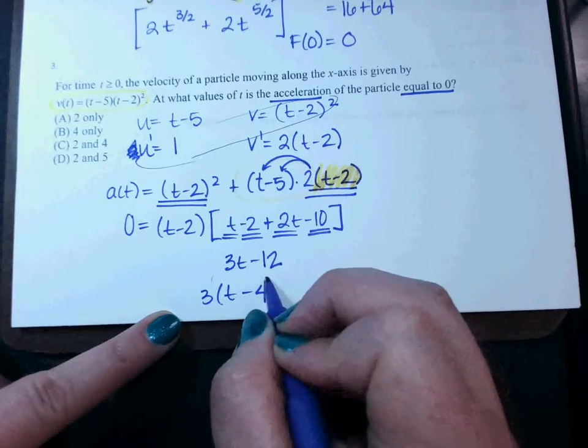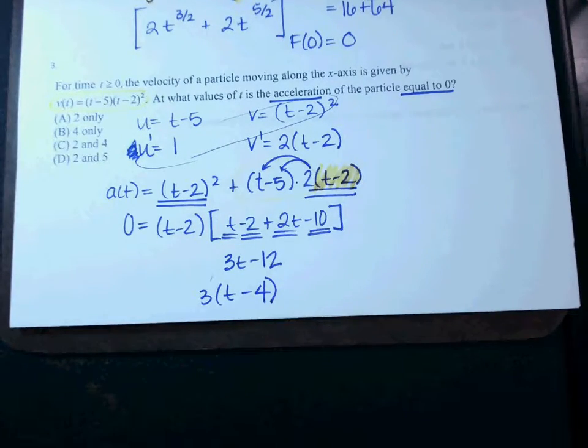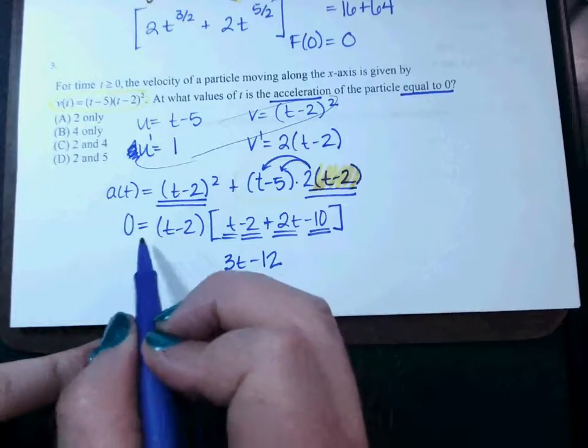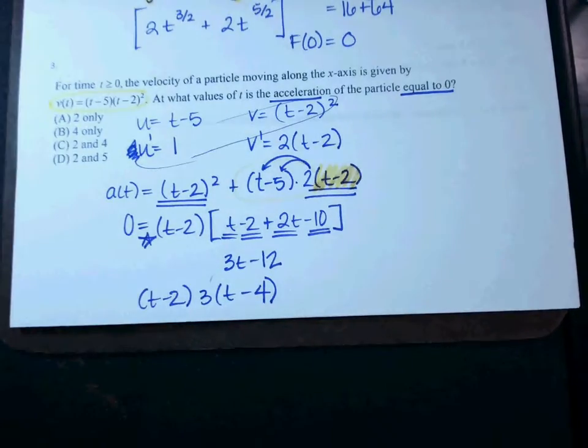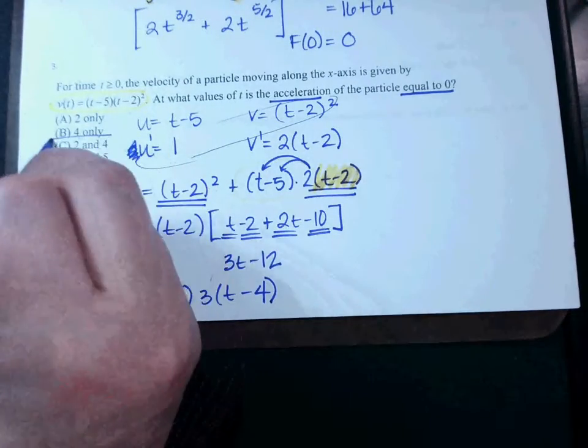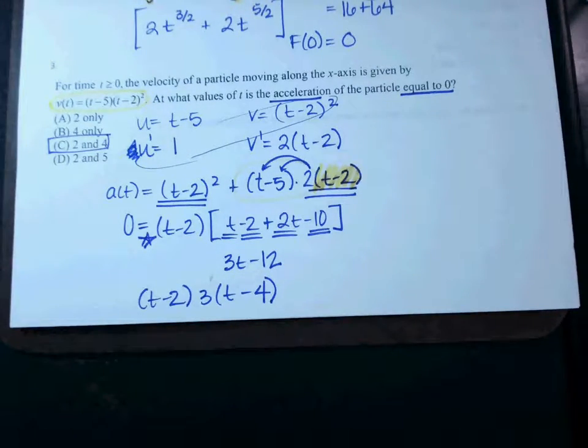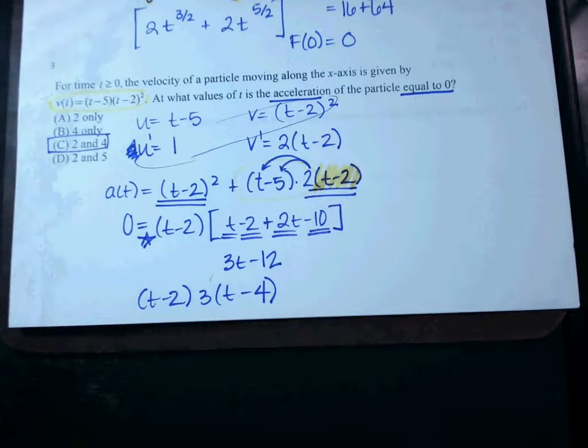Yep. 4. So is 4 the only answer? No, there's the 2. Yes. Remember your t minus 2. We have to carry that down. So 2 and 4 would both be your places where that happens. And remember, almost always when you're setting stuff equal to 0, you're going to end up factoring at some point. Okay? All right, turn the page.